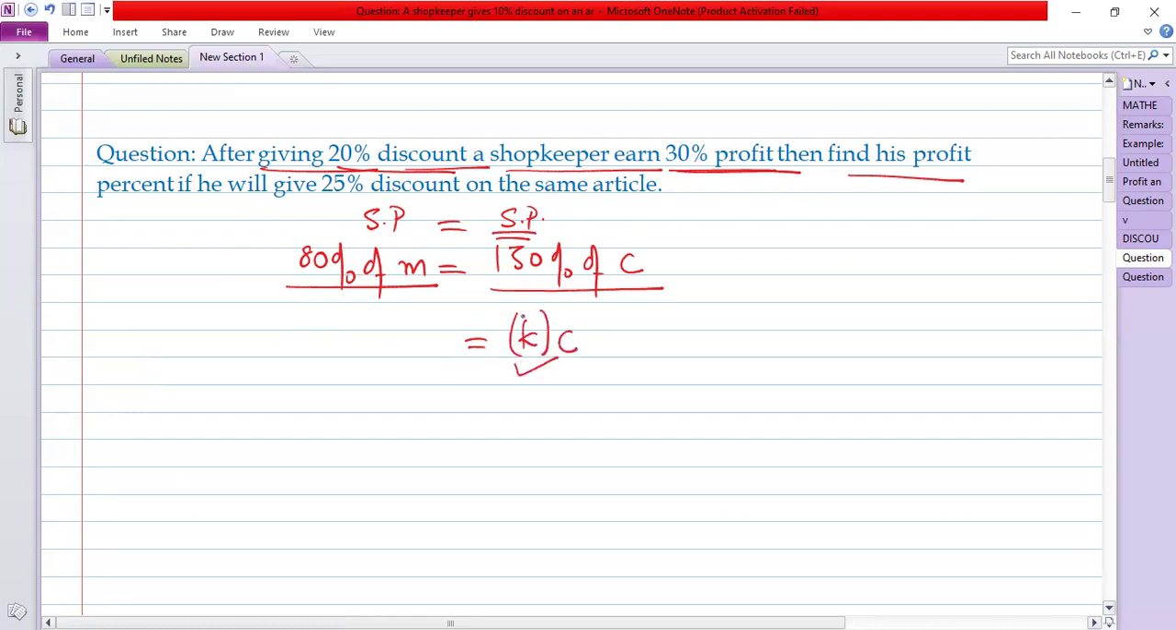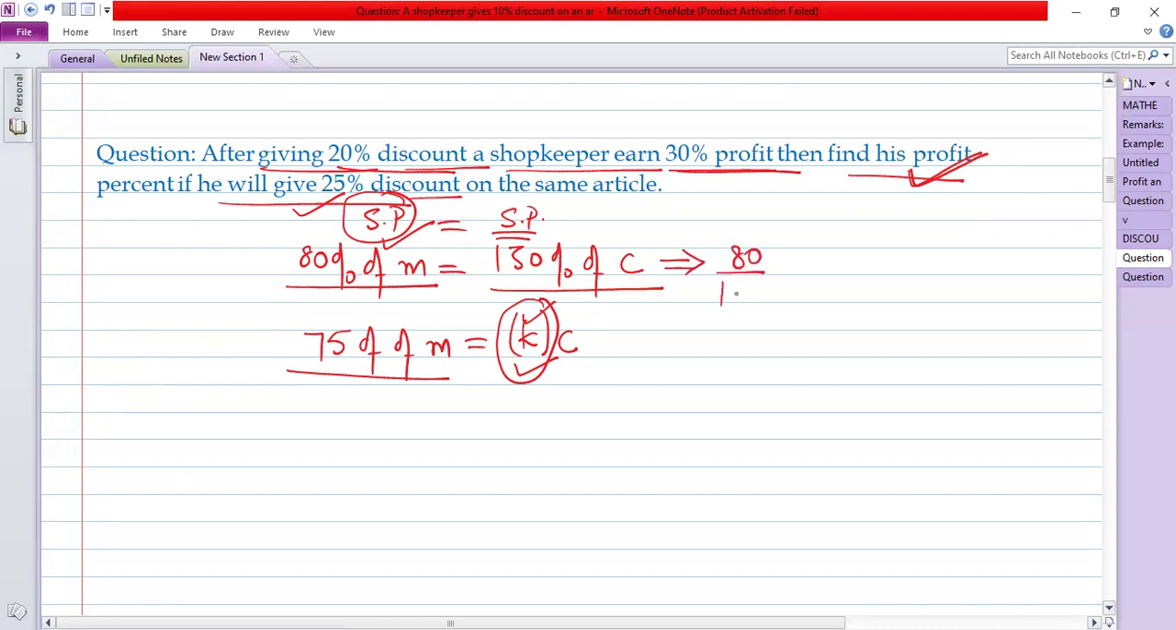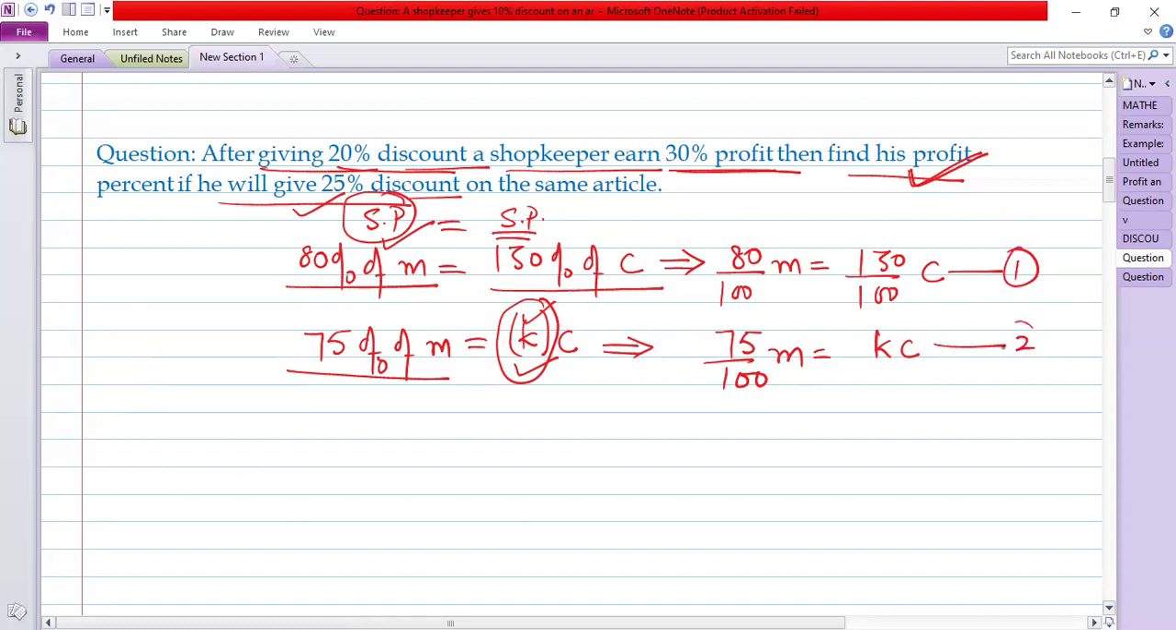So for the profit percent, we have to find this K, where selling price is K times C. If he gives 25% discount, then selling price will be 75% of M, and in order to find profit, we have to find this K. So from this, I may write 80 by 100 of M is equal to 130 by 100 of C. And from here, 75 by 100 of M is equal to KC.